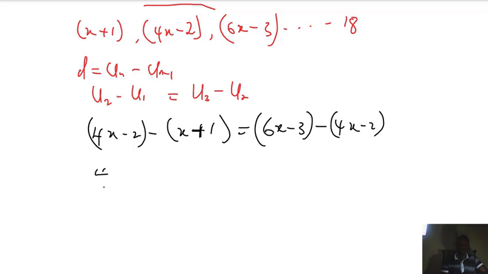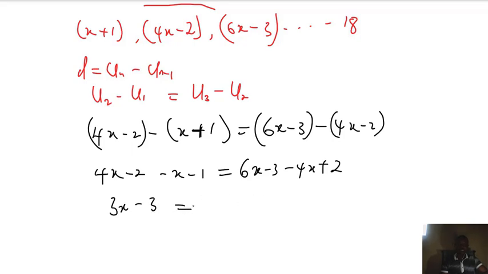Okay, let's expand. So we have 4x - 2 - x - 1, and it's equal to 6x - 3 - 4x + 2, because this and this will make it plus 2. So 4x - x gives us 3x, then minus 3, and it's equal to 2x, then minus 1. Let's group them. So we have 3x - 2x equal to -1 + 3. So we have x equal to 2.